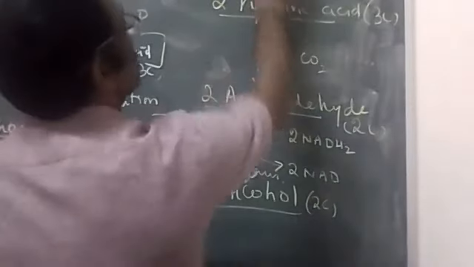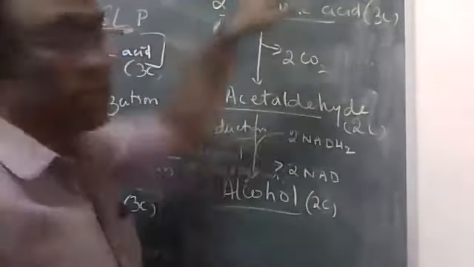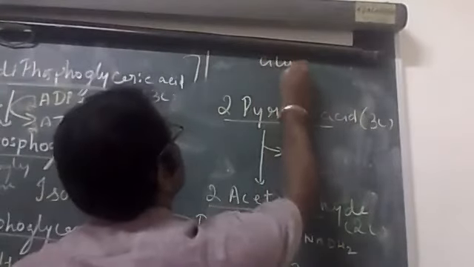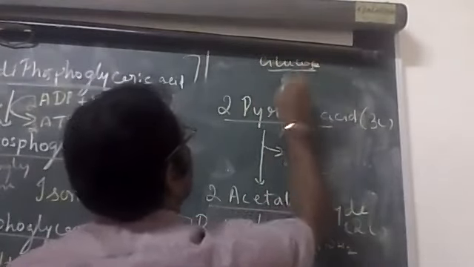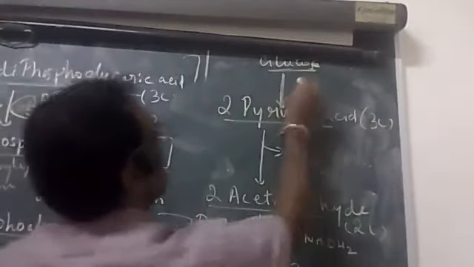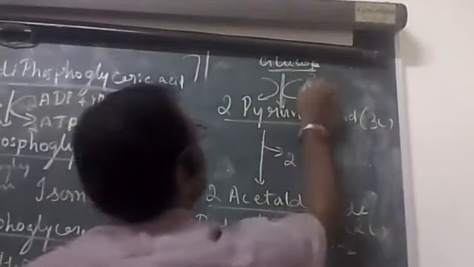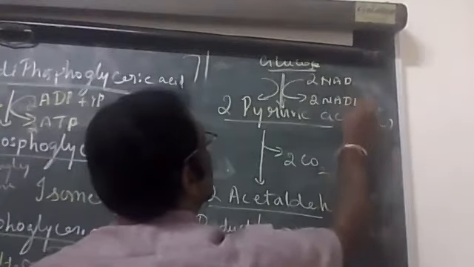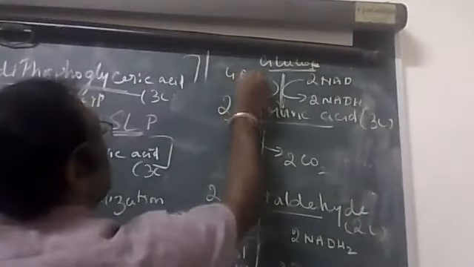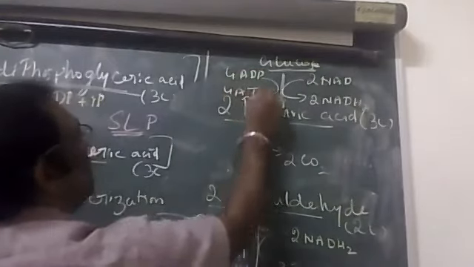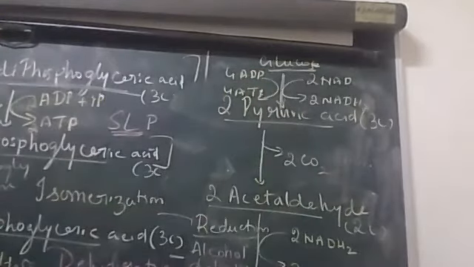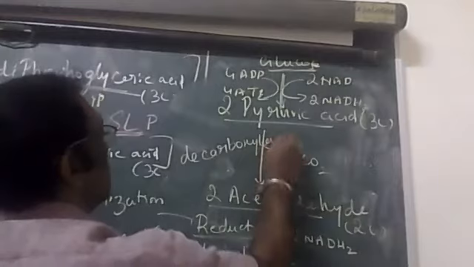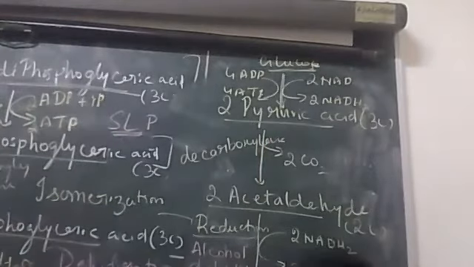To come back here, we can show the top portion also. Glucose becomes pyruvic acid by glycolysis, we can show it up there. 2 NAD becomes 2 NADH formation. And here 4 ADP becomes 4 ATP, just like I told you previously. Here it is called decarboxylase. We can show the decarboxylase enzyme bringing that function.